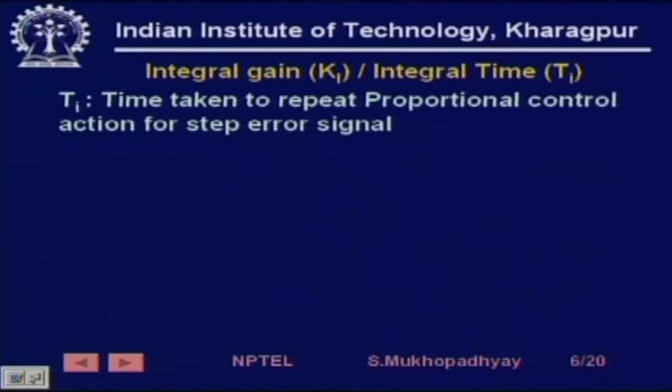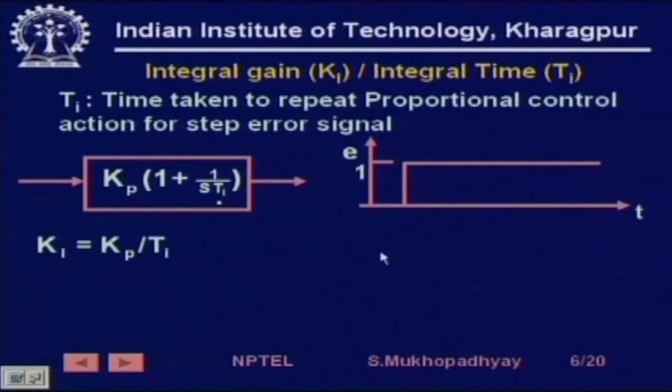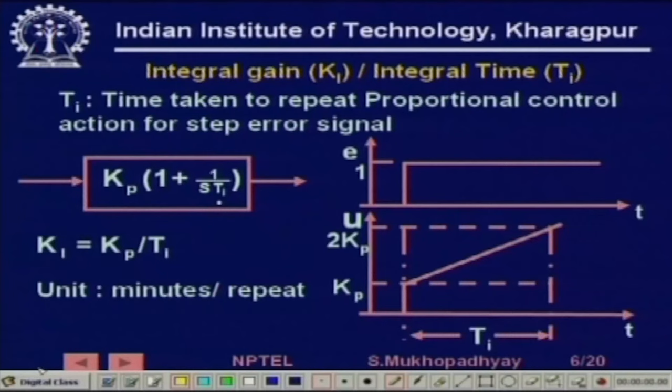This is probably not so clear, so let's look at the scenario. Now suppose this is a PI controller. Suppose we are giving a step error signal to it. Here we have a step input. If you give a step input like this to the controller, then how will the output U vary? The U output will vary like this.